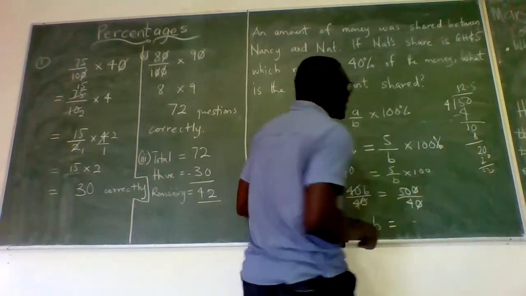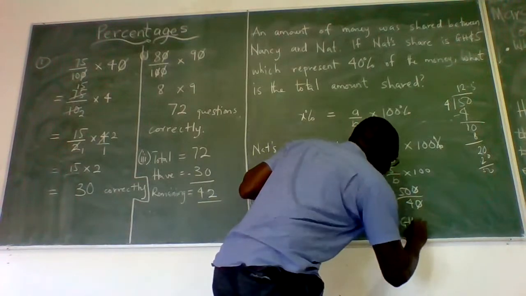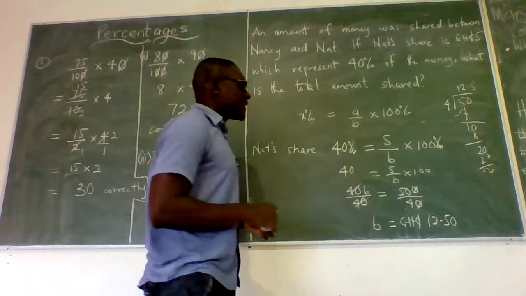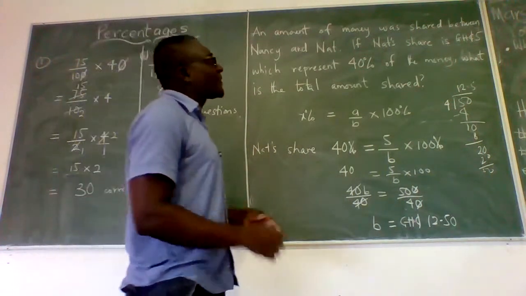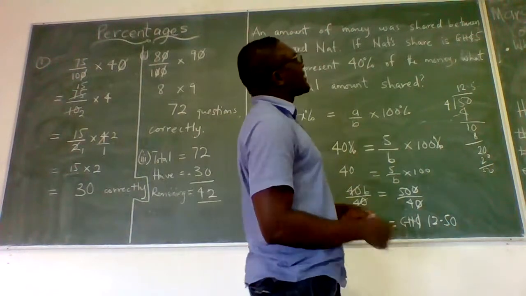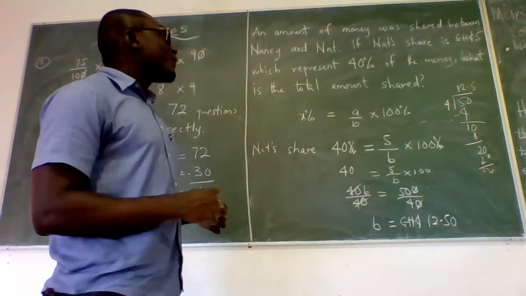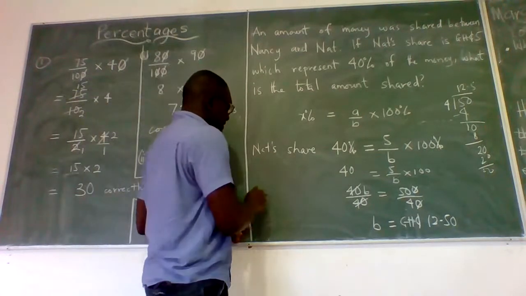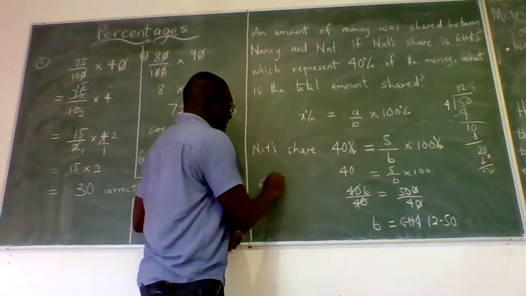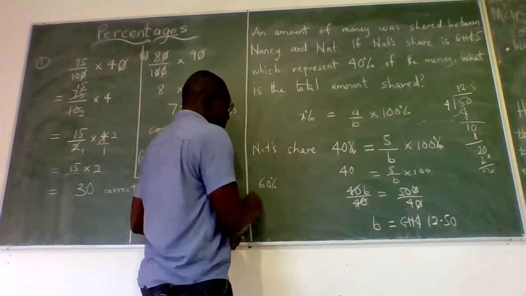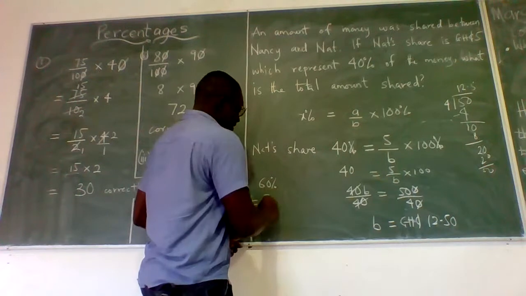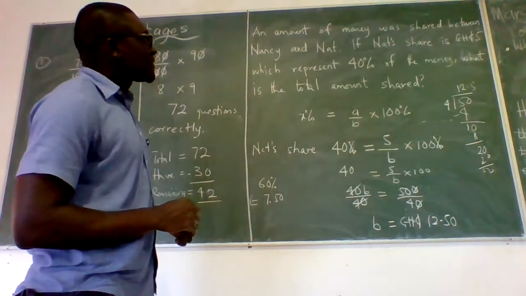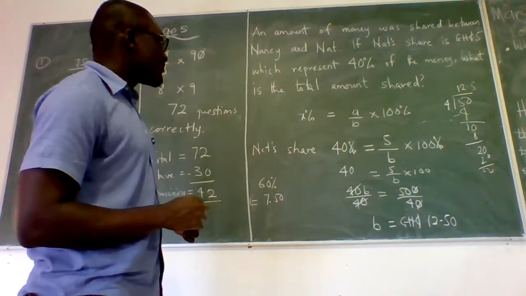So it means that the total amount which was shared was 12 Ghana cedis and 50 pesos. So 12 Ghana cedis, 50 pesos. So if Nat had 5 cedis out of it, then that is 40%. So if Nat is having 40%, then it means that Nancy is going to have 60% of it, and that should be equivalent to 7 Ghana cedis, 50 pesos. And I think that is really true.